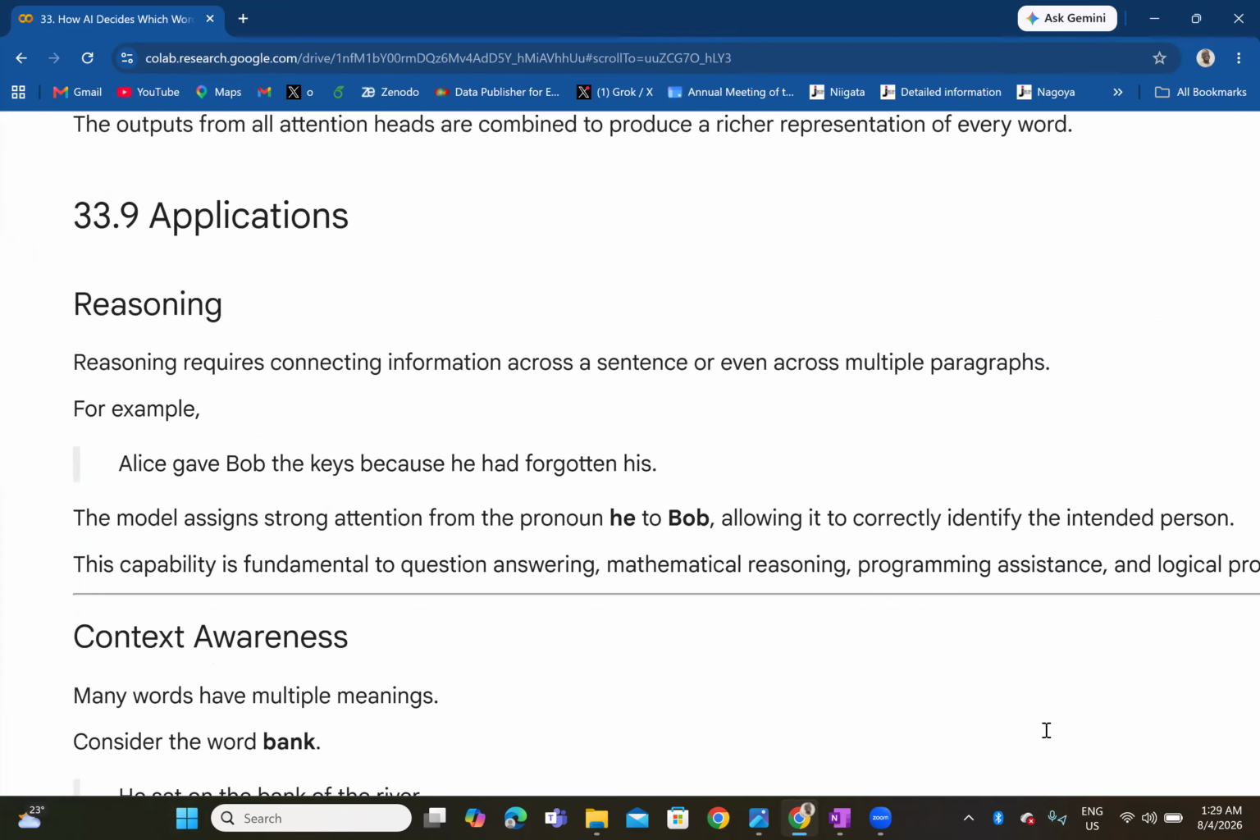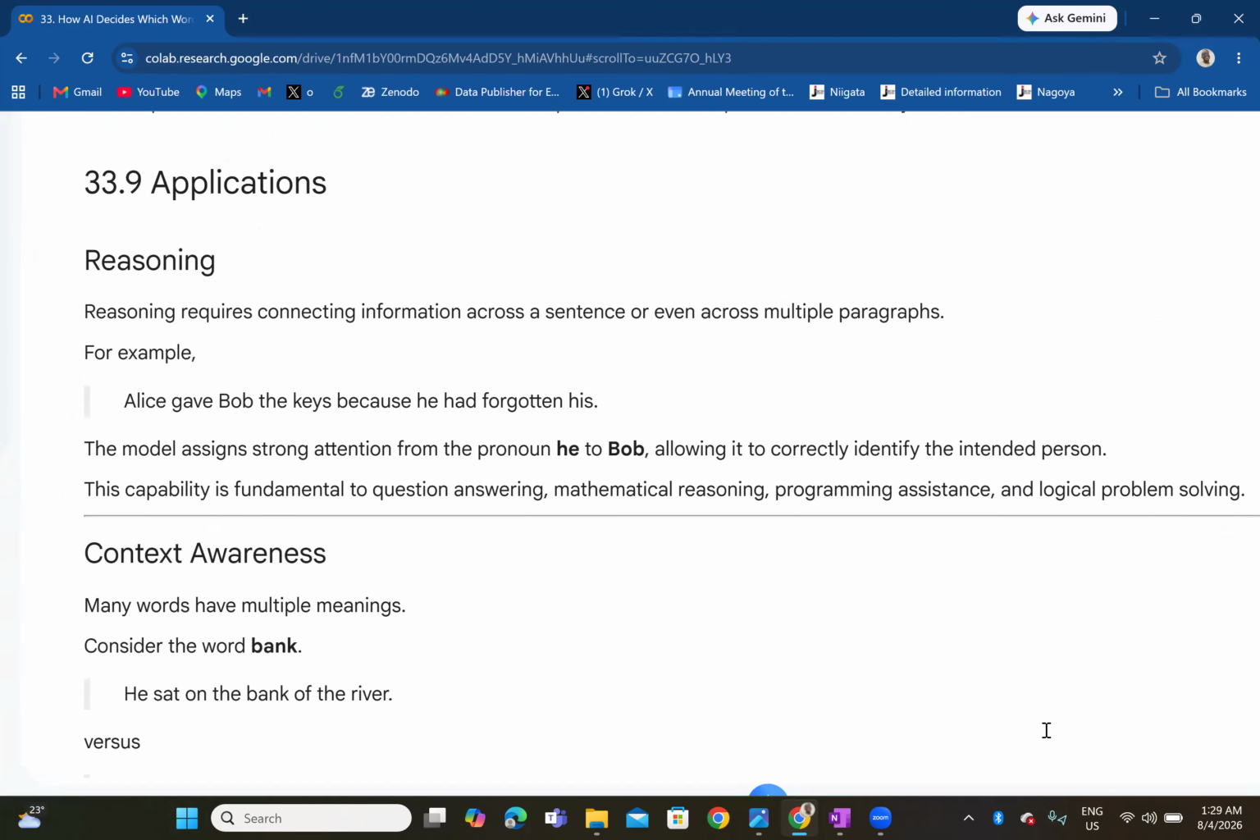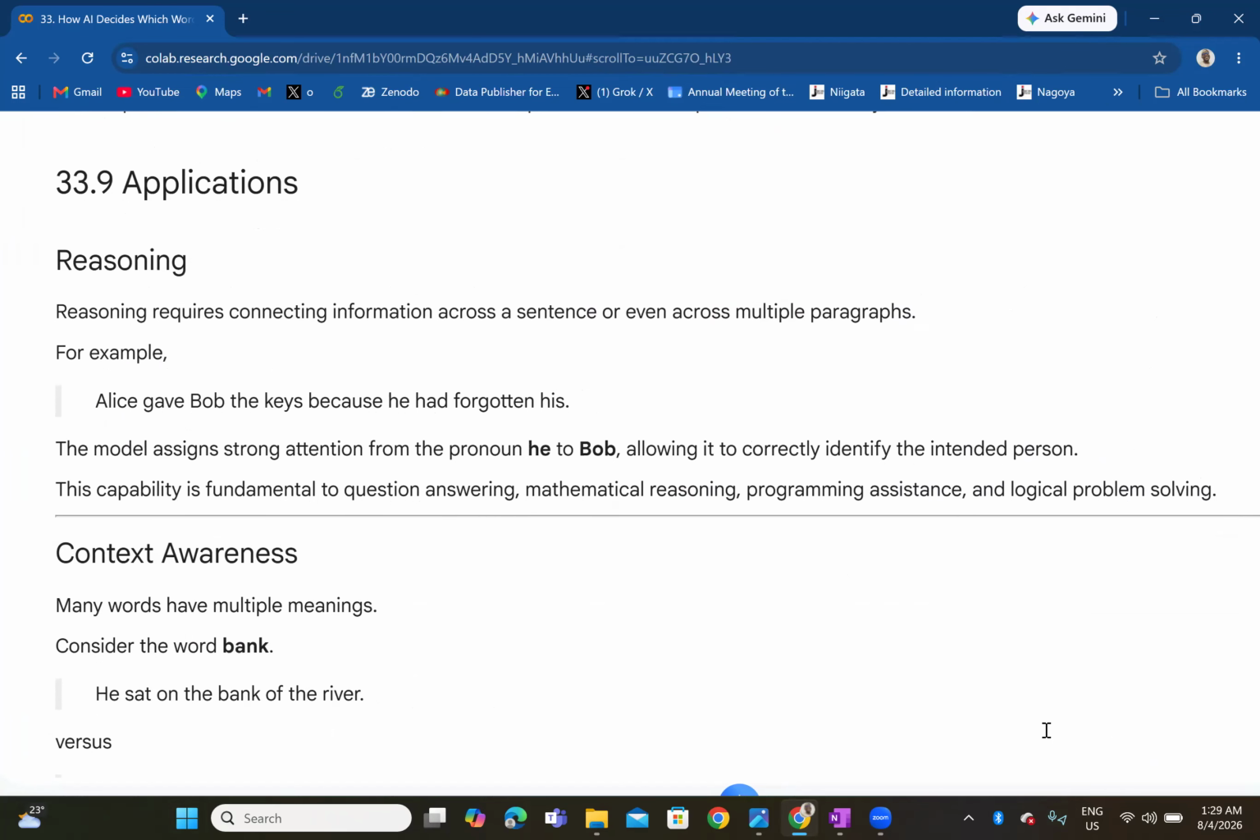And then we come to talk about applications now. So, applications of self-attention, basically. Reasoning is one application of self-attention. Reasoning requires connecting information across a sentence or even across multiple paragraphs. For example, Alice gave Bob the keys because he had forgotten his, right? So the model assigns strong attention from the pronoun he to Bob. He refers to Bob, allowing it to correctly identify the intended person. This capability is fundamental to question answering, mathematical reasoning, programming assistance, and logical problem solving.